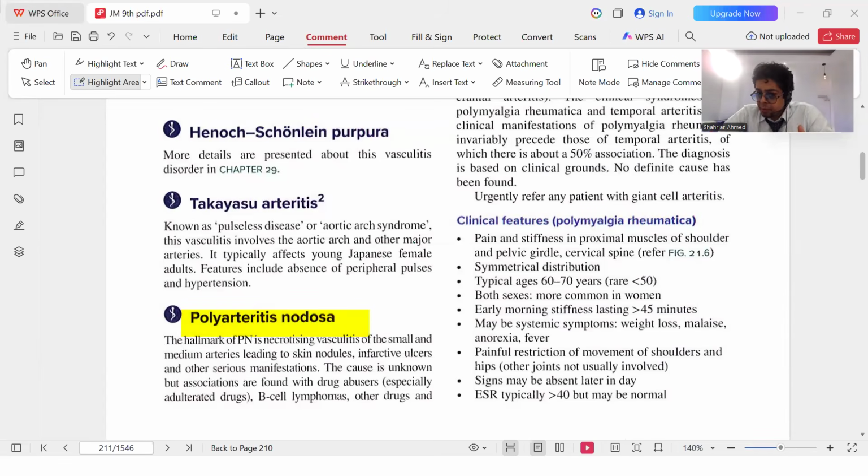Okay. Can you tell a few important points? Multi-system disease? Yes. Vasculitis type of disease? Yes. One finding I want you to look out for in this multi-system disease is that hepatitis B is often positive. Hepatitis B often positive. Very important.